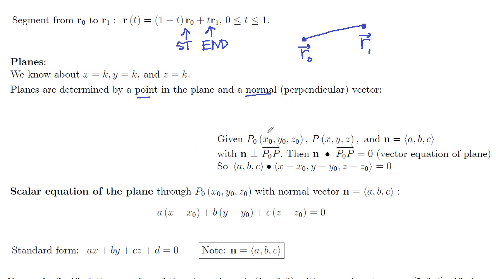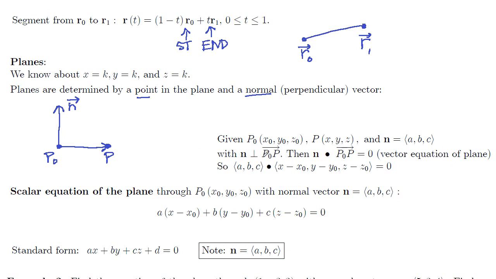So let's say we're given a point P0, x0, y0, z0, and another point P, which is x, y, z, and a normal vector ABC. That normal vector is perpendicular to P0P. So we've got a P0 right here, and let's say P is right here. And so P0P, that vector is going to look like that. And then our normal vector n is perpendicular there.